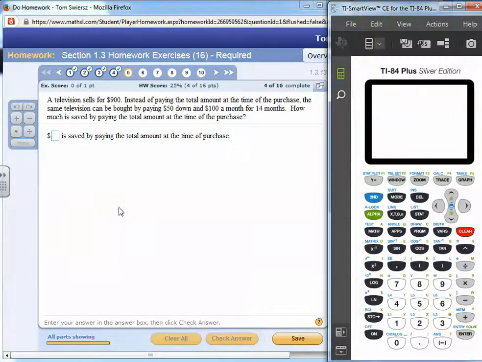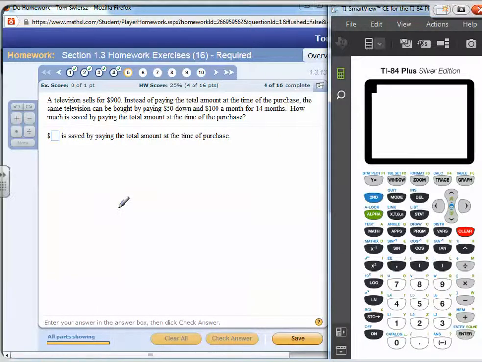Exercise number 5. A television sells for $900. Instead of paying the total amount of the purchase, the same television can be bought by paying $50 down and $100 for 14 months. How much is saved? Well, what we're going to do is find out how much they spent in total by paying this monthly payment plan. So they spent $50 down, and then they spent $100 for 14 monthly payments.